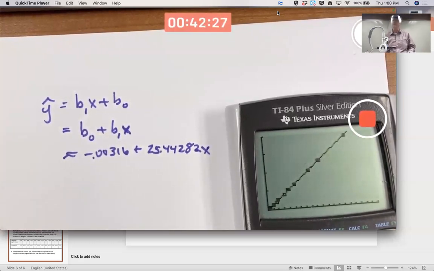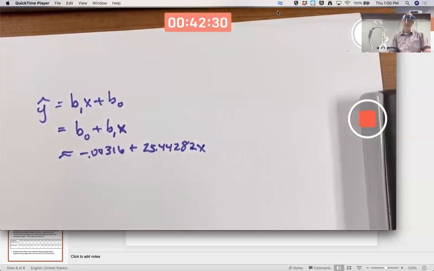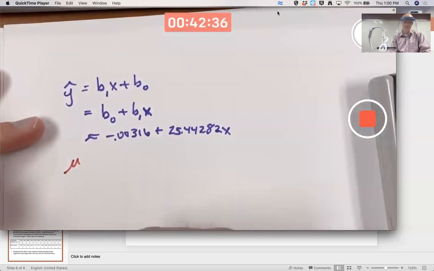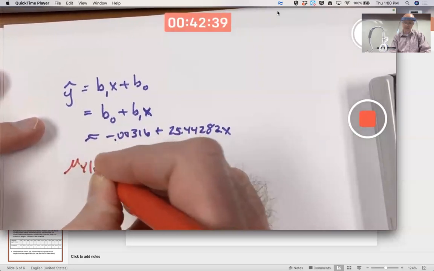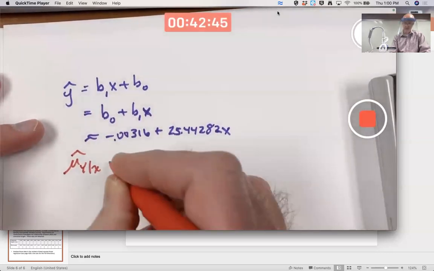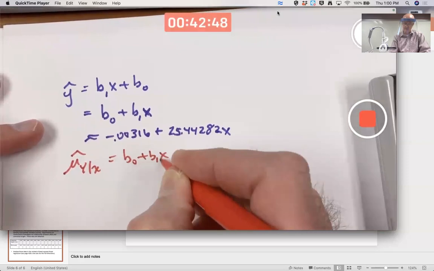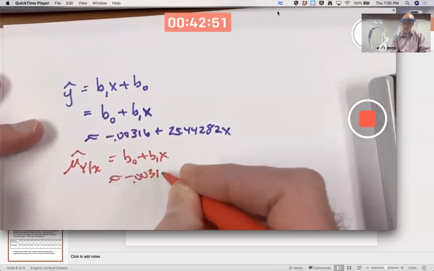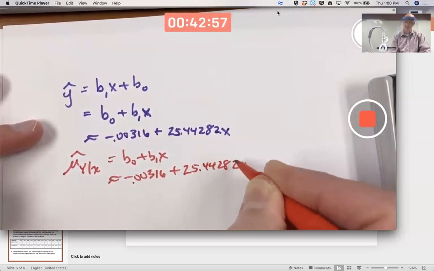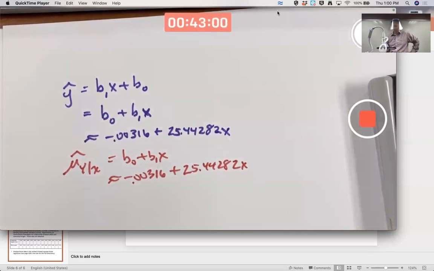That's one way to write the formula. Another way to write the formula is mu sub y given x hat equals b0 plus b1x, approximately the same thing. These different ways of writing the equation, I'll go ahead and call it sample regression line, because it is from a sample. Truly a random sample? Won't get into that.